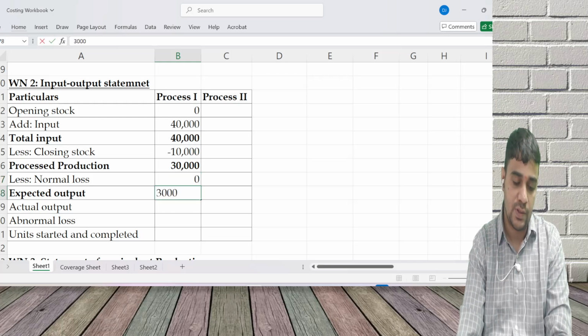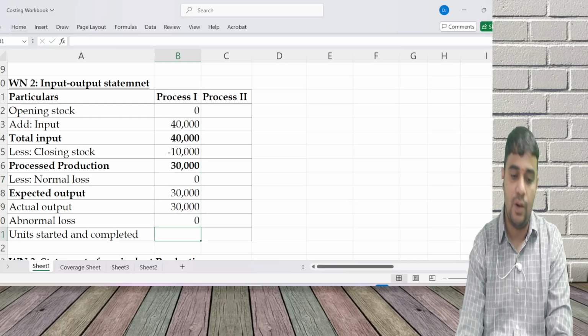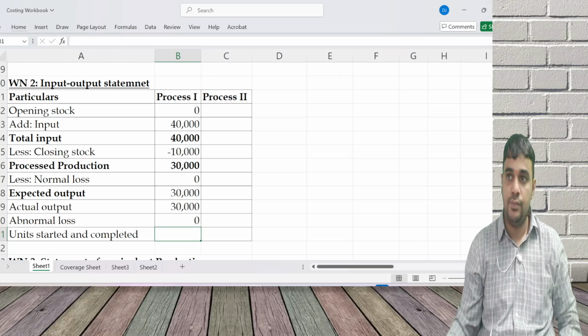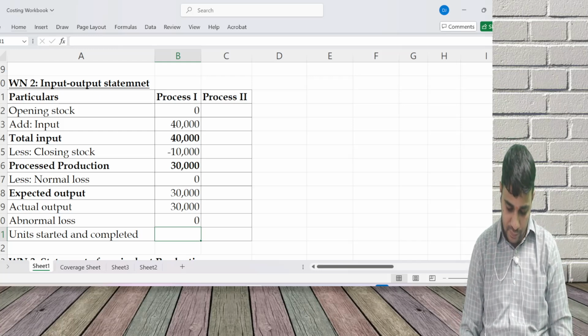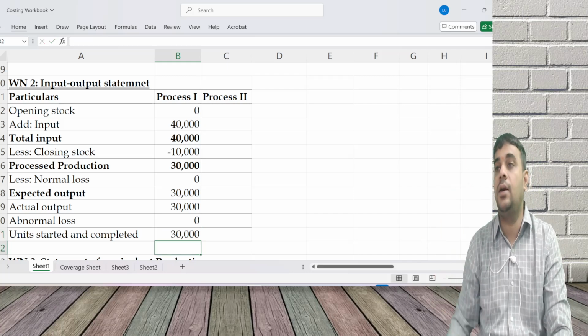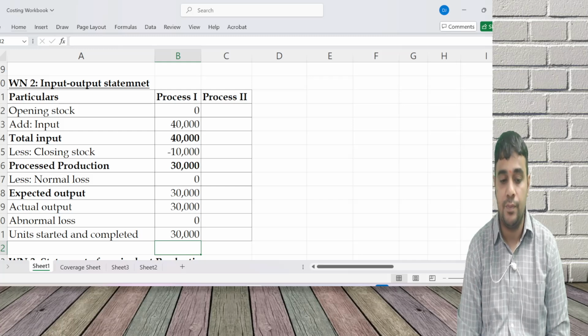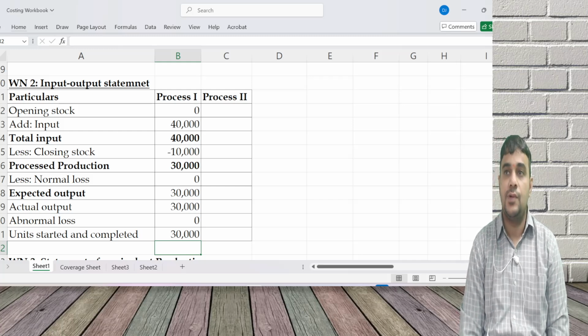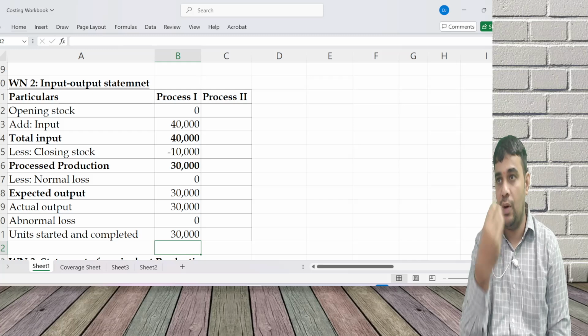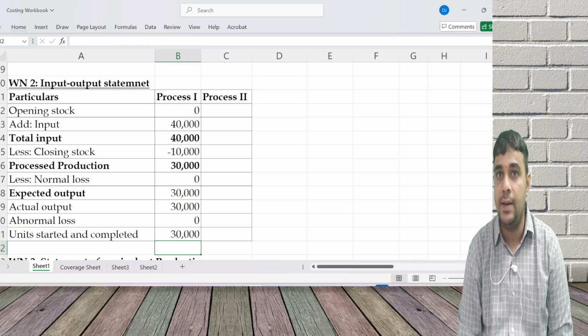No normal loss expected, no abnormal loss. Units started and completed is 30,000 minus 0. The previous question had 5 items. This question has no normal loss, no abnormal loss, no further work on opening WIP. Only 2 items are going to be there.